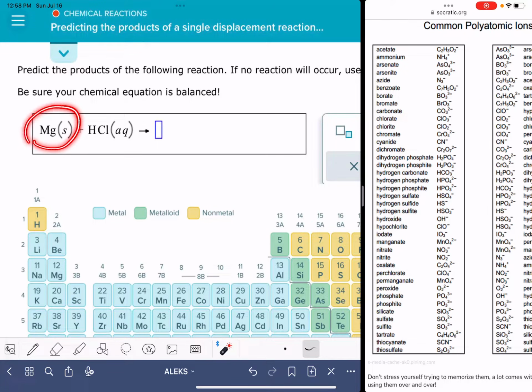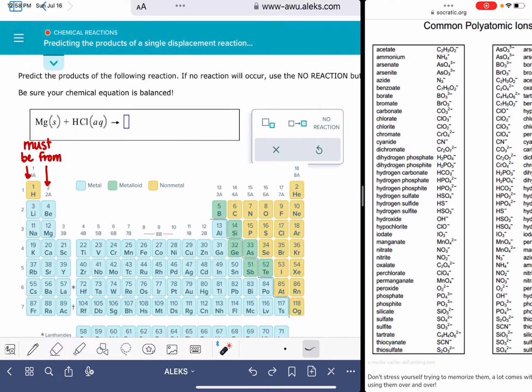The first thing that I want you to do is take a look at that metal atom at the beginning of the reaction. For this particular type of single displacement, that metal atom must be from either column 1A or 2A on the periodic table. If this metal atom is located anywhere else on the periodic table, the reaction will not work, and you're going to check the no reaction box. For example, I saw some variations of this problem where ALEKS was using aluminum, which is not in columns 1A or 2A, and therefore the answer is no reaction.